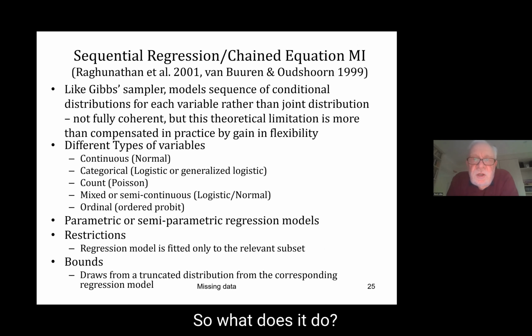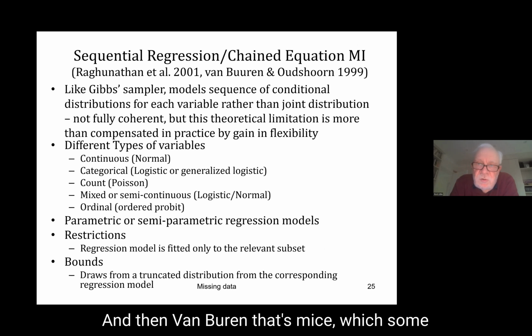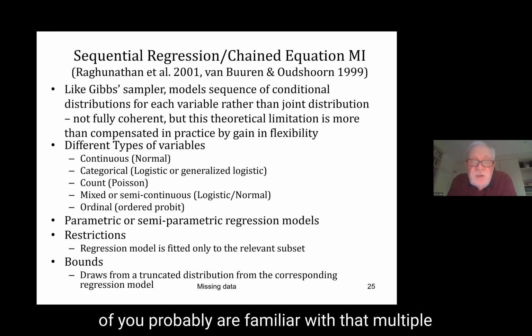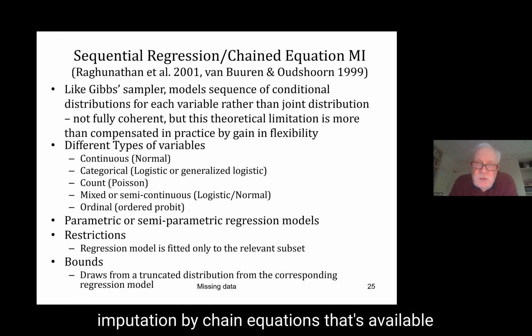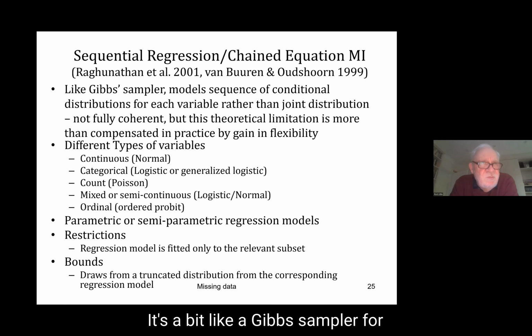So what does it do? Raghu has a program, IVE, that does this. He's my colleague at Michigan. And then Van Buuren and Oudshoorn, that's MICE, which some of you are probably familiar with. That's multiple imputation by chained equations, available on the internet. It's also a good package. What does it do? It's a bit like a Gibbs sampler, for those who know what Gibbs samplers do.